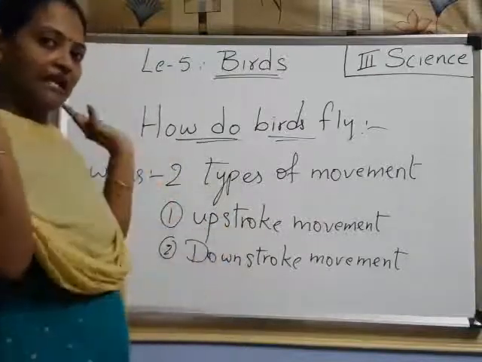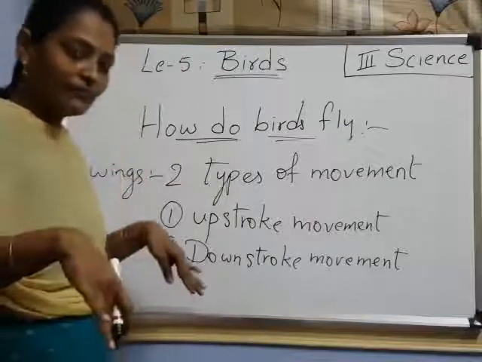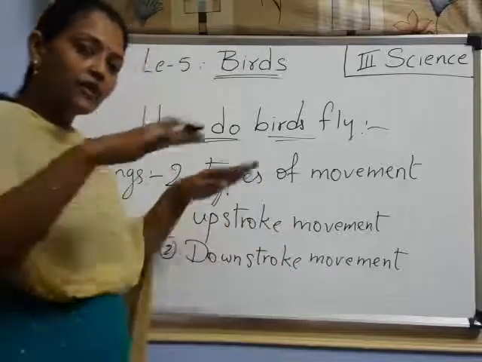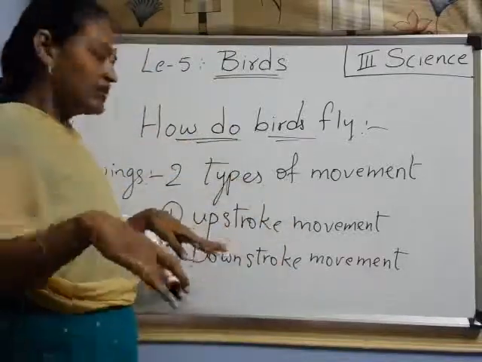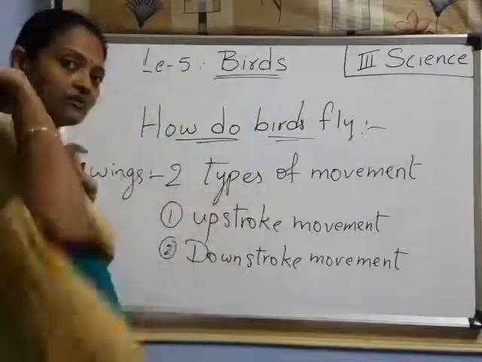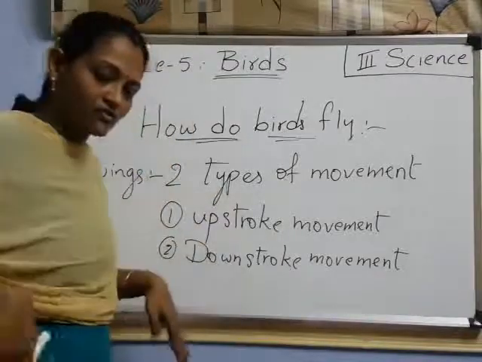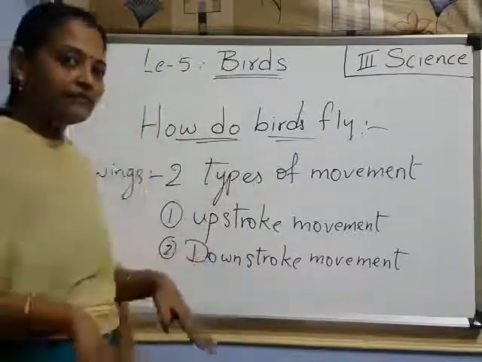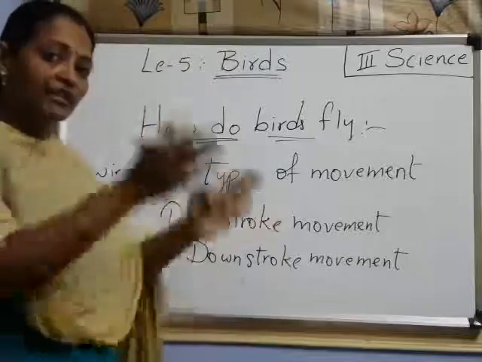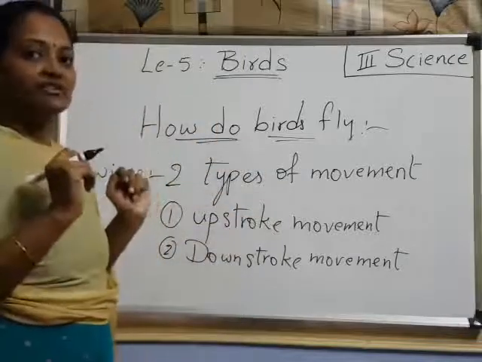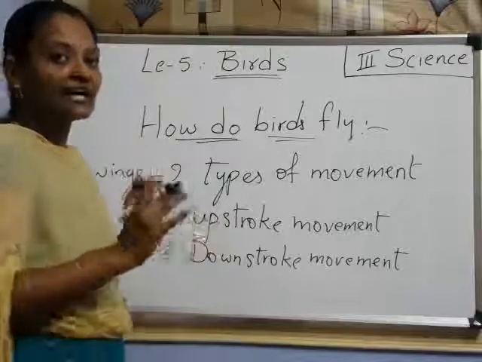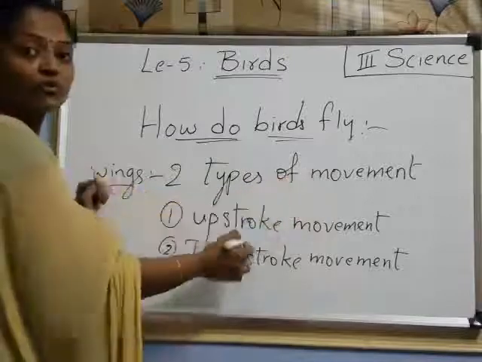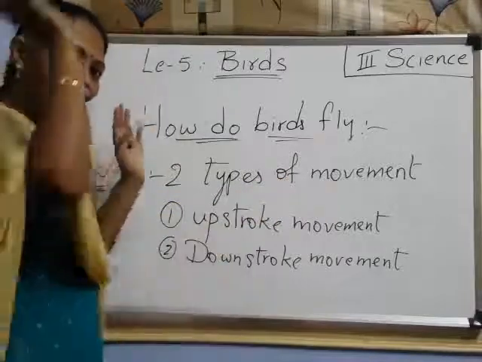Okay, like this, upstroke. Now downstroke means down. The wings are moving down and forward. The body is moving front, isn't it? So the movement is upstroke and downstroke, so that the wings are able to move up and down, backward and forward, so that the body can move front. Got it, children? That's why they can fly in air. Understood? With the help of wings. Wings are showing two types of movement. What is that? Upstroke movement and downstroke movement.